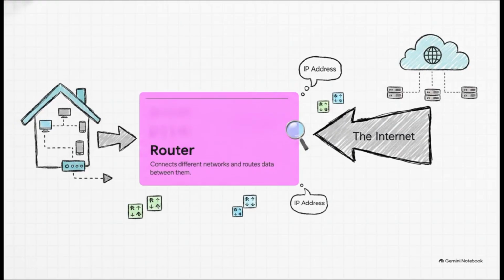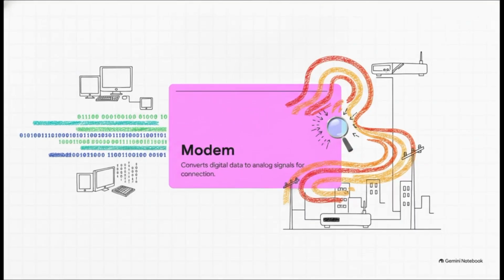Now, while switches are busy connecting devices to each other inside your house or office, the router is what connects your entire local network to the outside world. Routers literally route data between different networks. They do this by reading IP addresses, allowing your private local network to communicate securely with your internet service provider's massive network.